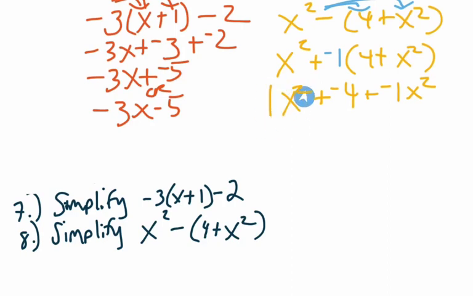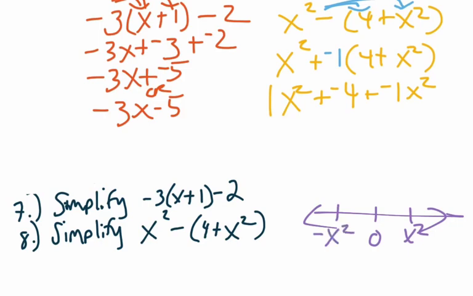Now remember that this is a 1 right out in front here. And so if you have 1x squared and -1x squared, those are what we call opposites. And we know that opposites cancel each other out. Picture that number line. Here's the 0. I don't know where x squared is, but I know that -x squared balances it out and they'll add up to 0. And so these are going to end up canceling each other out, leaving me with a -4. So that one was a real slick one.